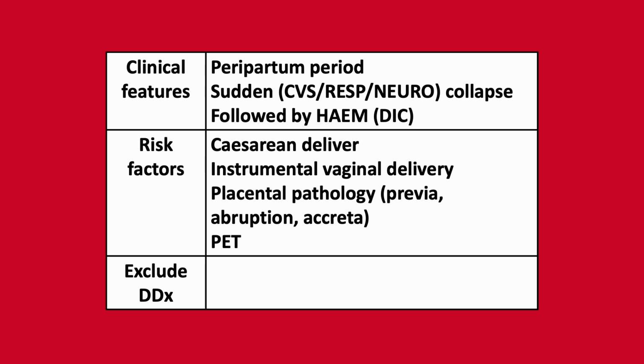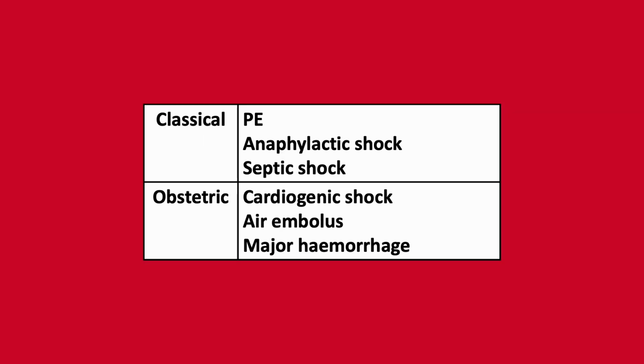Risk factors include caesarean delivery, instrumental delivery, placental pathologies and preeclampsia. It's important to exclude other differentials. These include classic differentials for PE, anaphylactic shock, septic shock, but more obstetric related leading to cardiogenic shock, air embolus, for example from a central line, or major hemorrhage which is unnoticed.